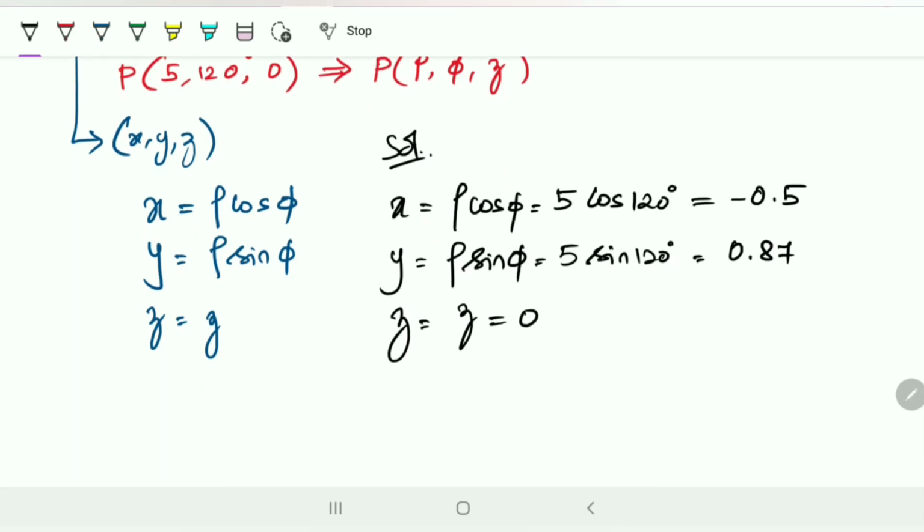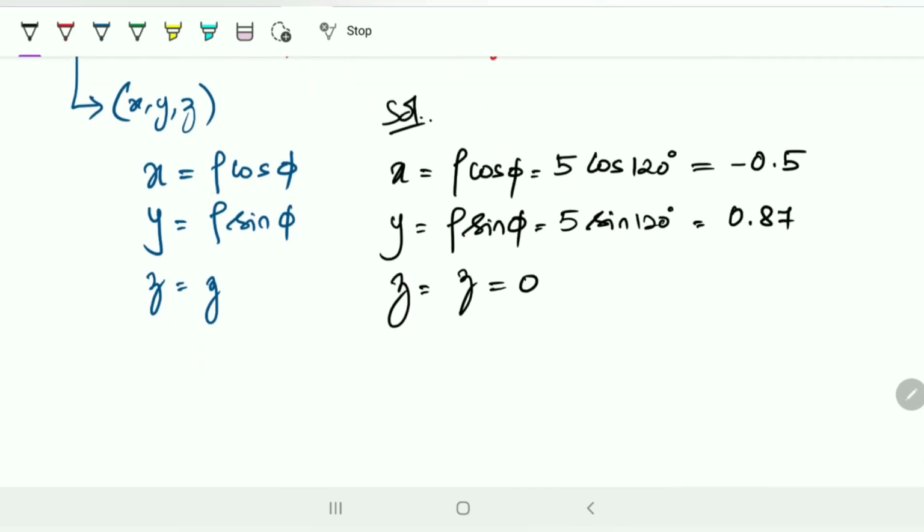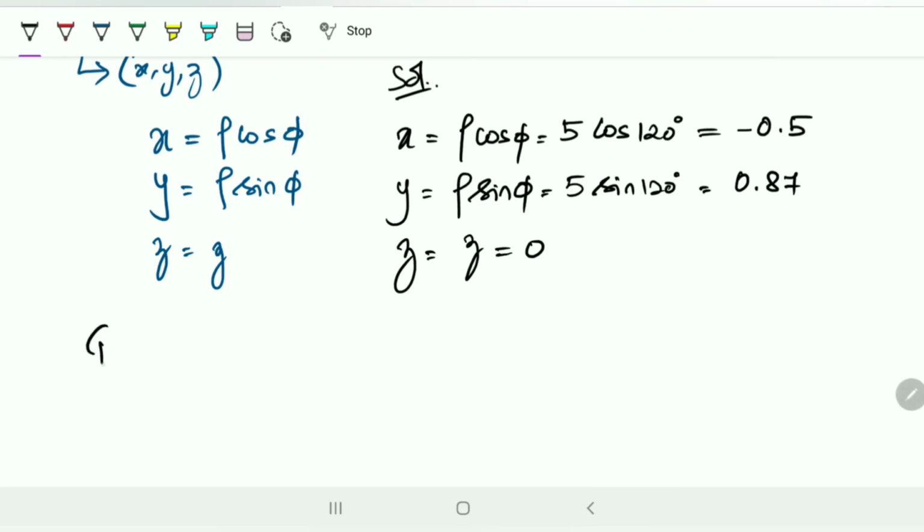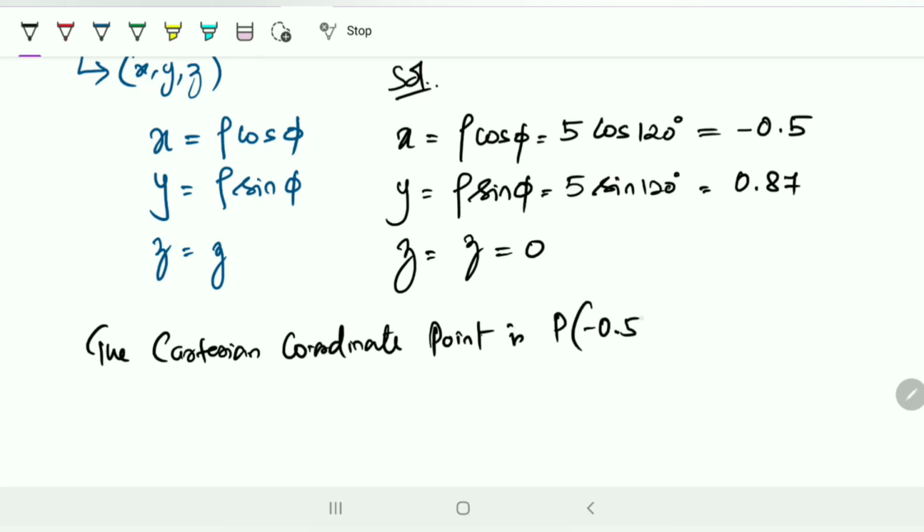So now we have got the 3 values in terms of x, y and z. So the final answer is the Cartesian coordinate point P, which is minus 0.5, 0.87, and 0. So this is how we have to convert it.